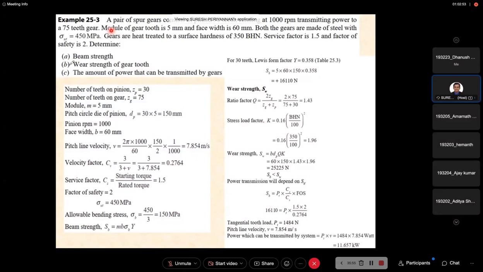Now our aim is to find the beam strength, the wear strength of the gear tooth, and the amount of power that can be transmitted by this gear. They have clearly given the problem, wear strength of the gear tooth. Now these are the given data.